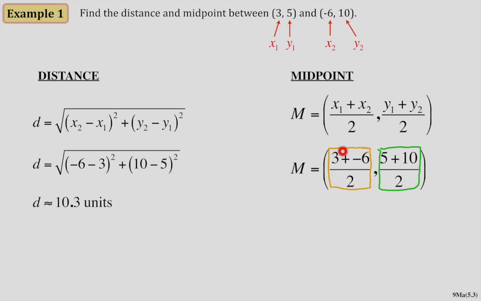So this is a calculation on your calculator. So just do 3 plus negative 6 over 2. Once you've done that, write your answer down. Then do as a separate calculation 5 plus 10 over 2. Write your answer down. Put a comma between them, put them in brackets, and that gives you your answer. Now whether you write them as improper fractions or mixed fractions or decimals doesn't really matter as long as you get them correctly. And that point there is halfway between (3, 5) and (-6, 10). So there it is as a decimal as well. You don't have to write this one here. You can leave it like that.